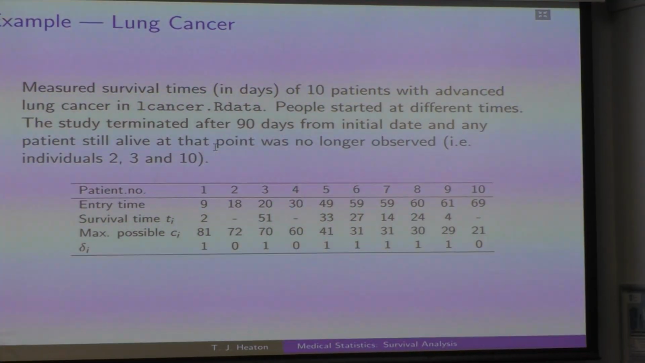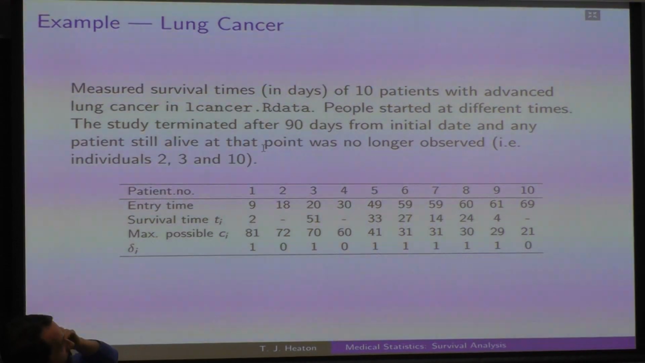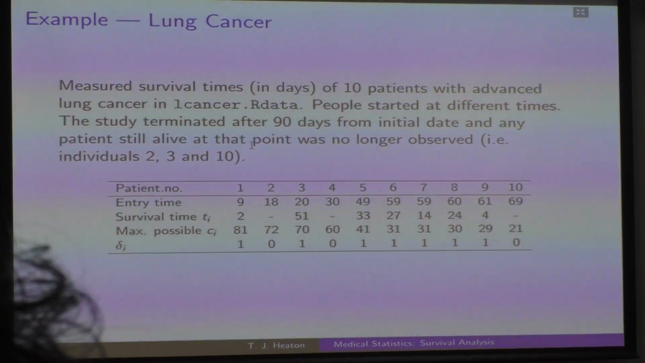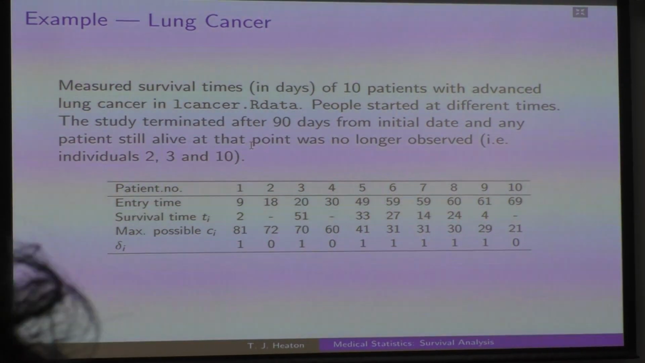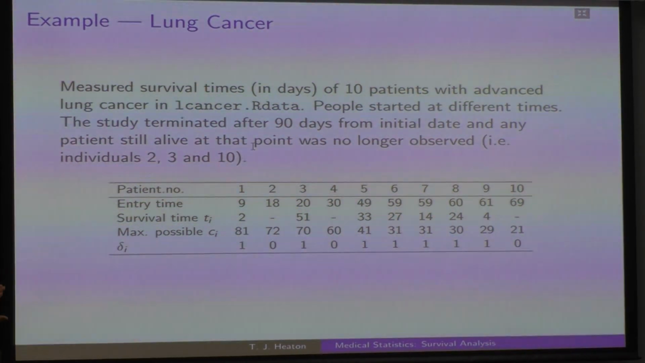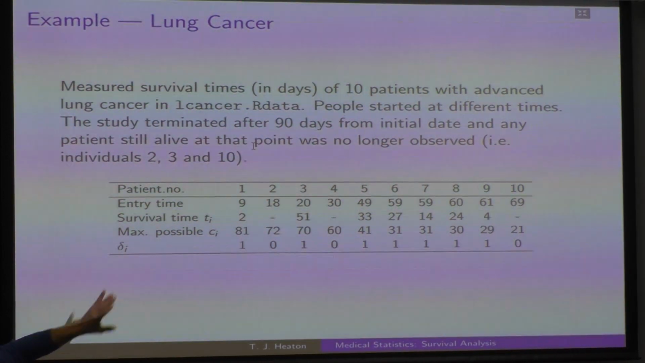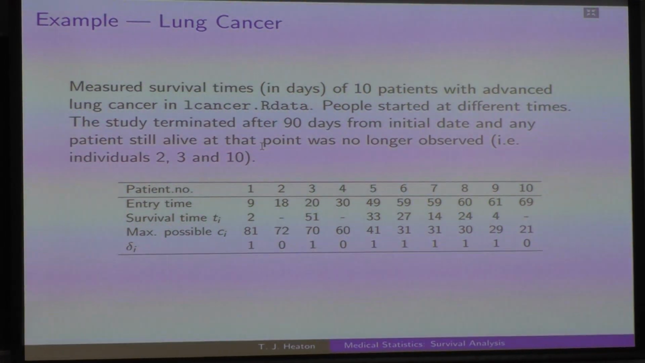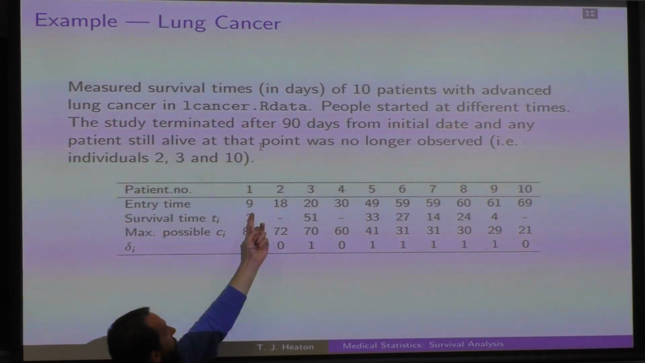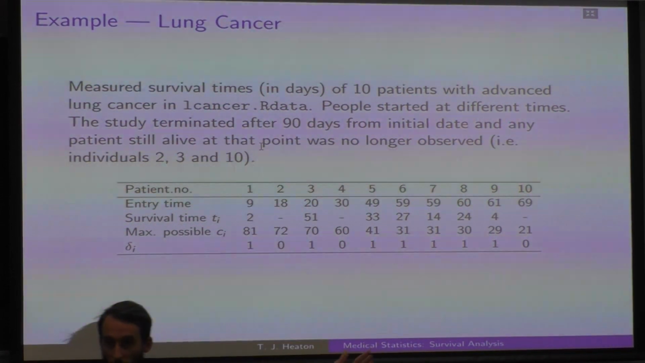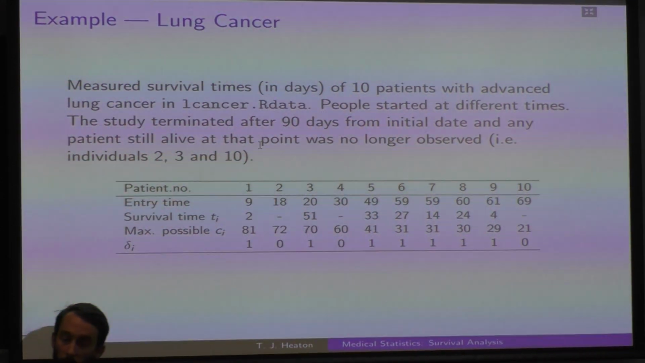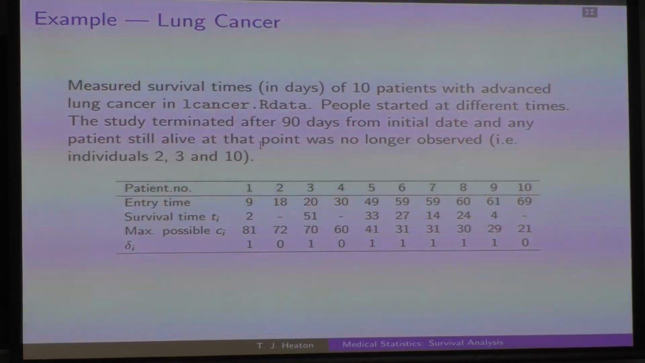So here we have an example of 10 patients who have presented at hospital with quite an advanced stage of lung cancer. These people have been put into a particular treatment, and they have been studied either until the study ended, which was 90 days after it started, or until they sadly died. Each patient entered the trial at a different time, and so how long I could potentially observe them for was slightly different for each patient.